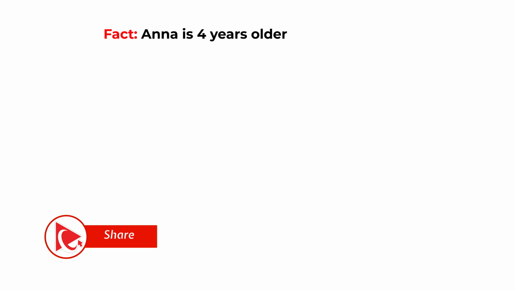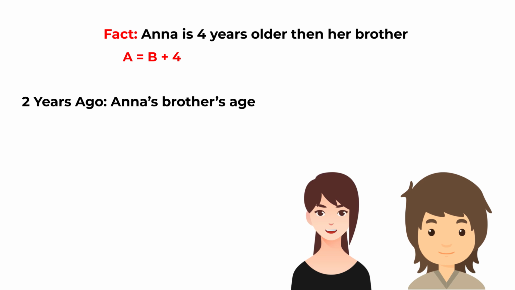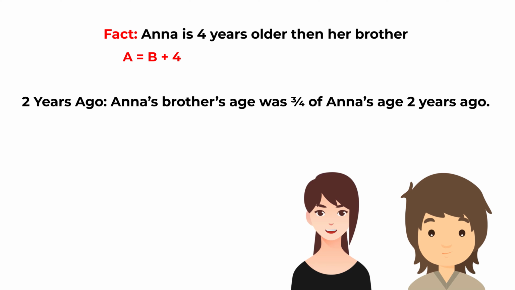In this problem, we're dealing with one fact. Anna is 4 years older than her brother, and this fact never changes. So we can build the formula: Anna's age equals her brother's age plus 4. We are also dealing with an age-specific difference at a moment of time. For example, we've learned that Anna's brother's age was 3/4 of Anna's age 2 years ago. So let's do calculations for 2 years ago. Brother's age equals 3/4 of Anna's age.